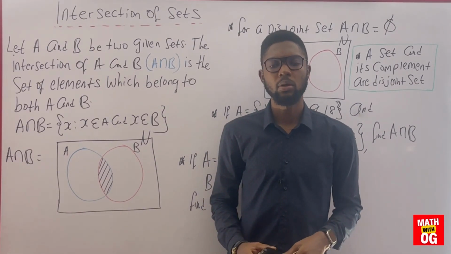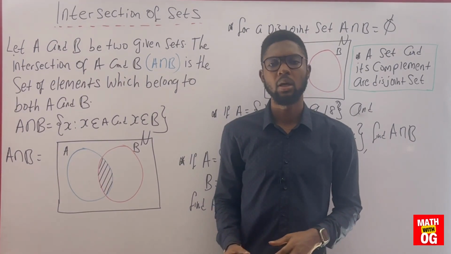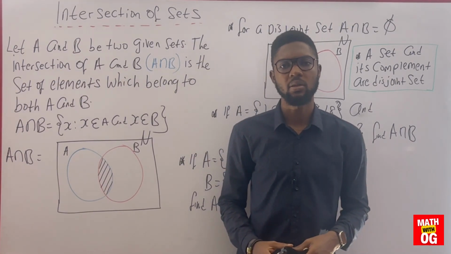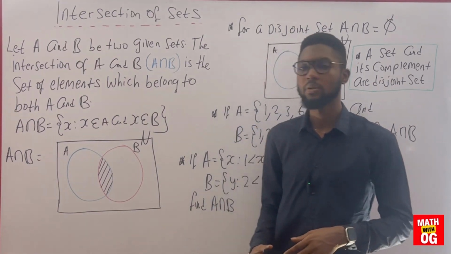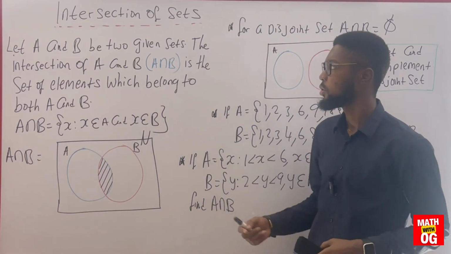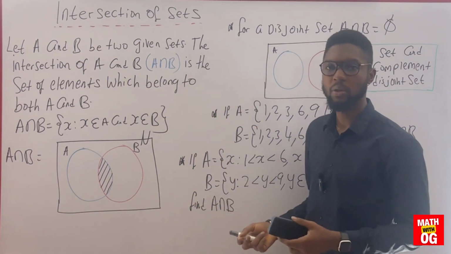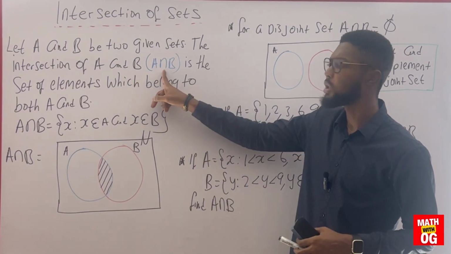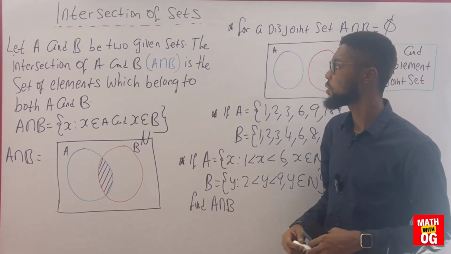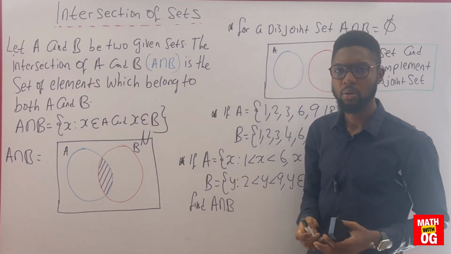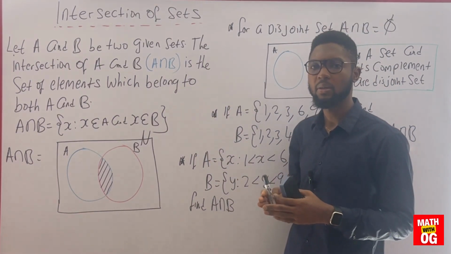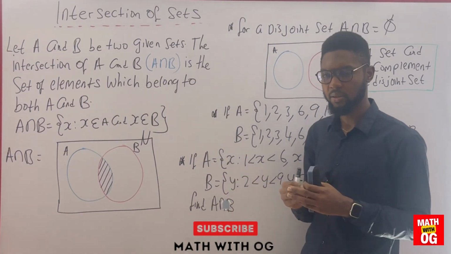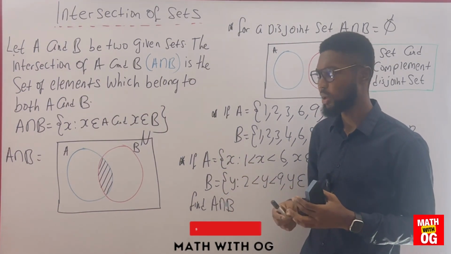In this video, we'll be looking at the intersection of sets. Now, what does it mean for sets to intersect? Let's look at the definition from what we have on the board. Assuming we have A and B to be two given sets, the intersection of A and B, denoted with this symbol, A intersect B, is the set of elements which belong to both A and B. So the set that you can find in both A and B is the intersection of sets A and B.